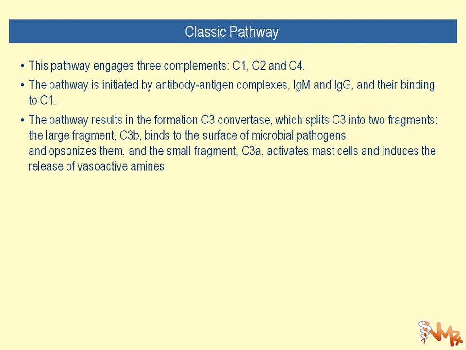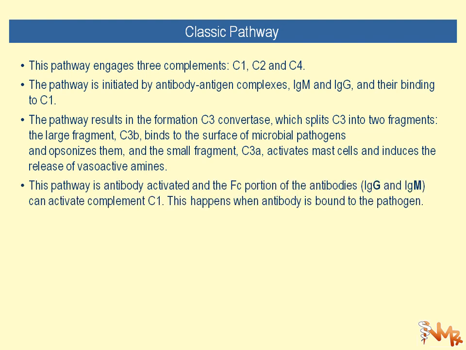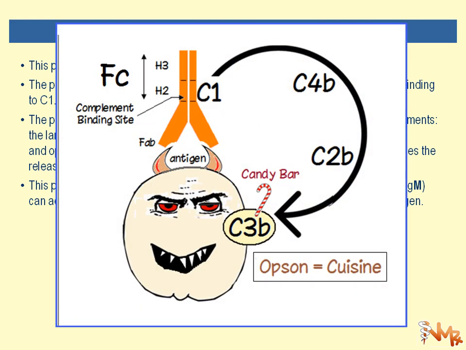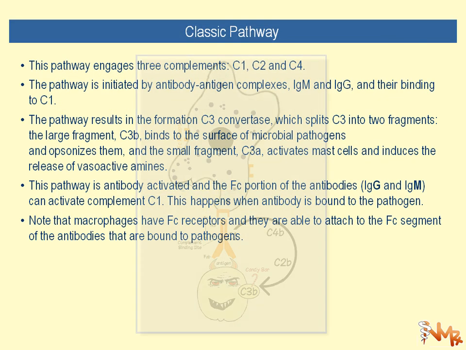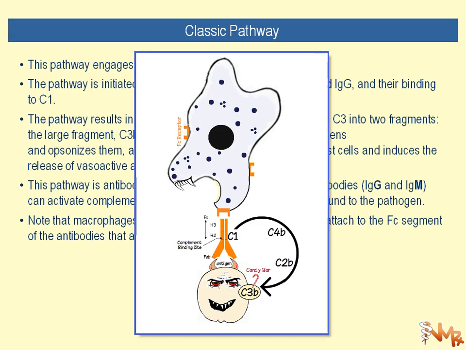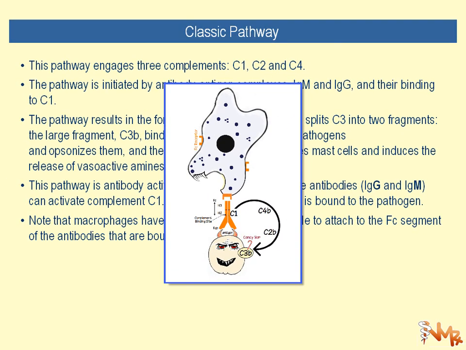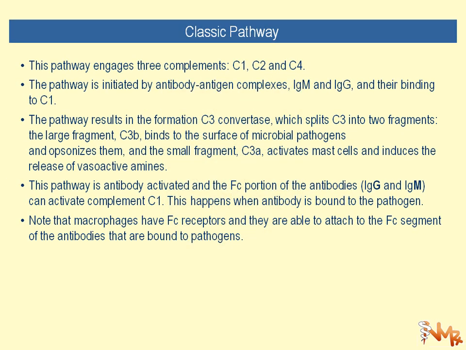This pathway is antibody activated, and the Fc part of the antibodies, more specifically IgM and IgG, can activate the complement C1. This happens when antibody is bound to the pathogen. Note that macrophages also have Fc receptors, and they are able to attach to the Fc segment of the antibodies that are bound to the pathogens.